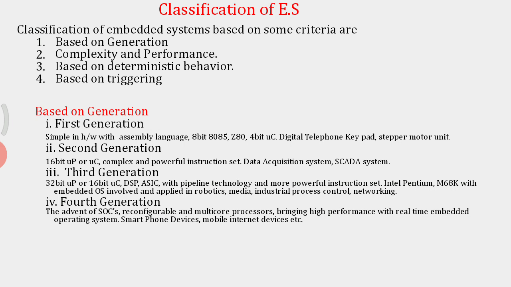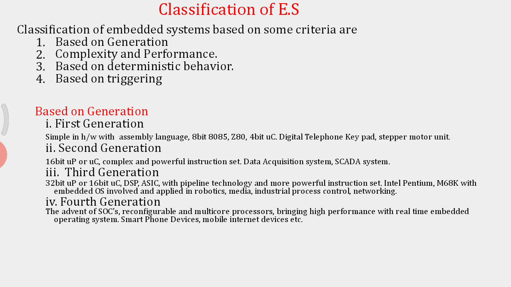The first generation, the early embedded systems, were built around 8-bit microprocessors like 8085 or Zilog Z80, or 4-bit microcontrollers. These were simple in hardware circuits with firmware developed in assembly code. For example, digital telephone keypads or stepper motor control units. These are some examples based upon the first generation, that is, based upon 8-bit microprocessors or 4-bit microcontrollers with assembly language programming.